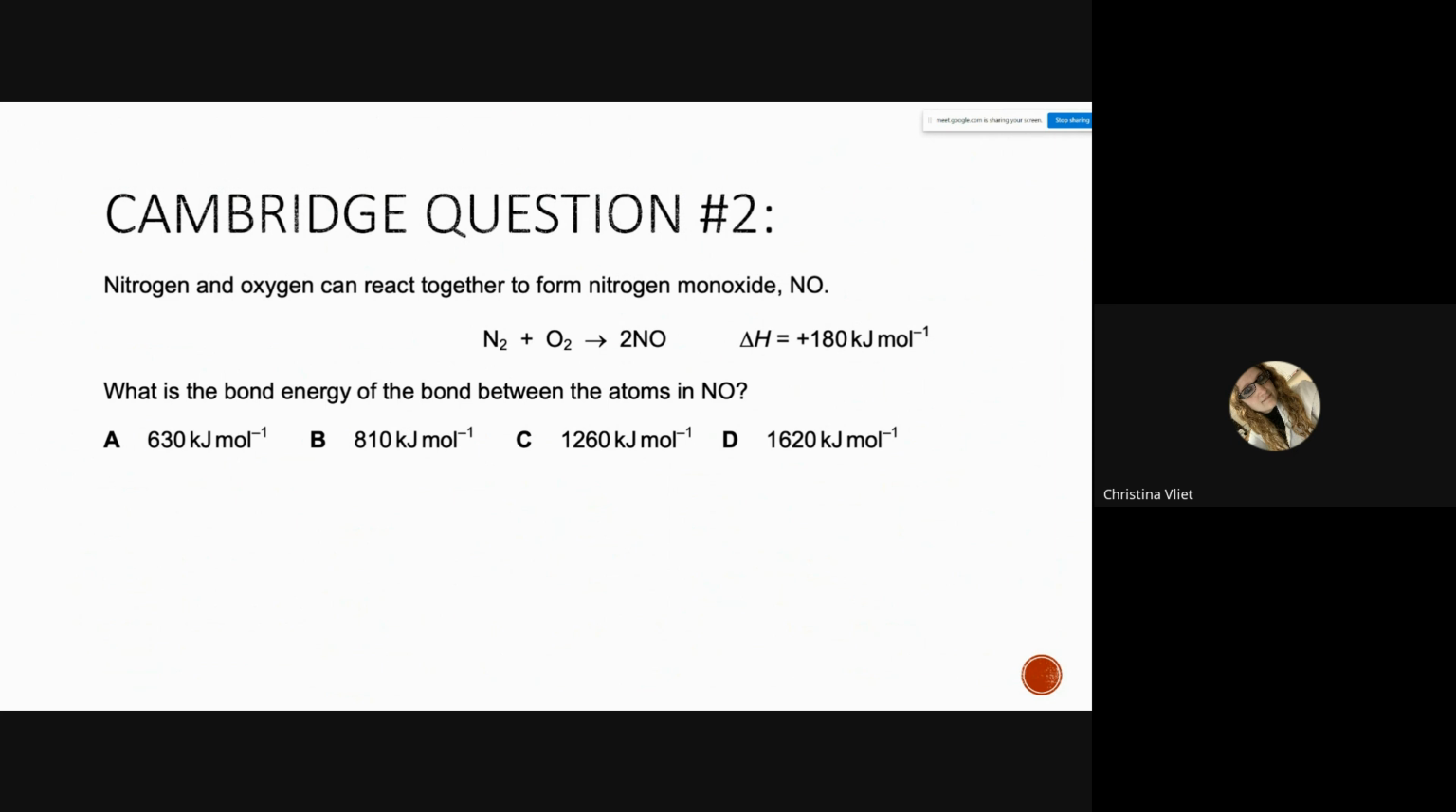So here we go. Nitrogen and oxygen can react together to form nitrogen monoxide via this reaction. What is the bond energy of the bond between the atoms in NO? Consult the data booklet values to help you, but you'll notice NO is not there. So how can you figure it out?